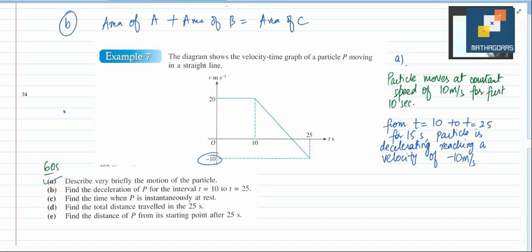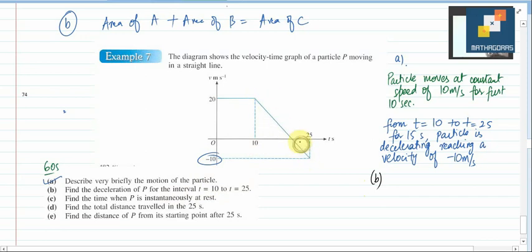After that, for part B, you need to focus on the question. There is no need to write down the solution. I will give you time for that. Find the deceleration of P for the interval from t equals 10 to t equals 25. From t10 to t25, what is the deceleration? By deceleration, it means that you need to find the gradient of this line.